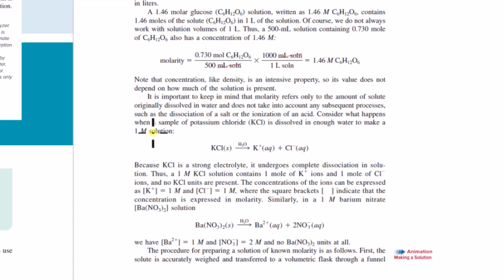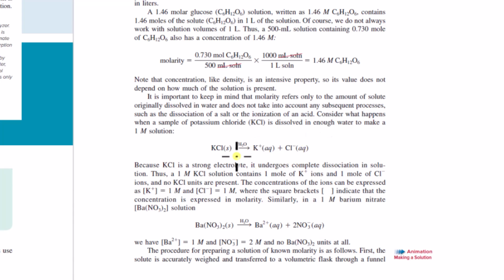So consider what happens when a sample of potassium chloride is dissolved in enough water to make a 1 molarity solution. What this is saying is that at 1 molarity, you've got 1 mole of potassium chloride units per liter of the solution, presumably water. You've got 1 mole of these potassium chloride pairs, even though we know that as a soluble ionic compound, this potassium chloride actually breaks up into ions.